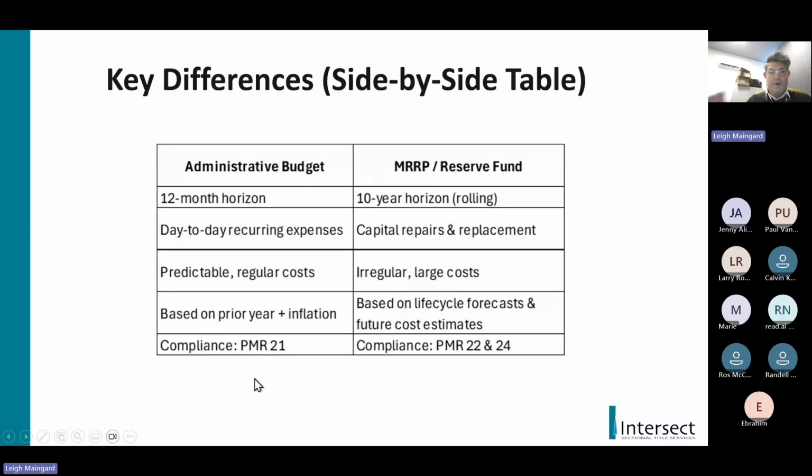The admin budget is based on prior year expenses plus inflation or escalations, escalations being contractual. And then your 10-year plan is based on a life cycle forecast and future cost estimates, as well as inflation. That's obviously, inflation is not irrelevant to the 10-year plan just because it's a forecast over 10 years or 9 years, etc. And then from a compliance perspective, prescribed management rule 21 is very important for the admin budget, while prescribed management rules 22 and 24 are relevant for the 10-year maintenance plan.